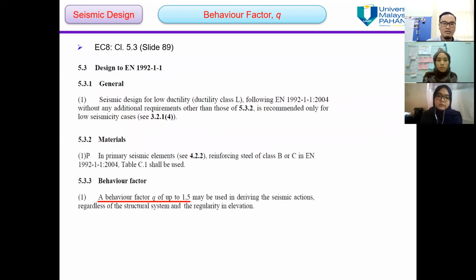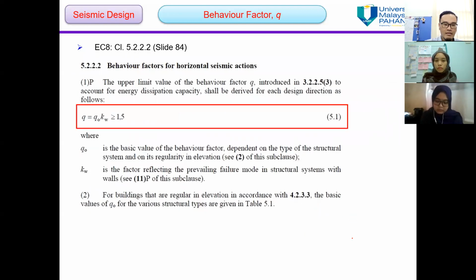According to Eurocode 8, clause 5.3, for ductility class low, the behavior factor up to 1.5 may be used in deriving the seismic action. So for DCL, the behavior factor is equal to 1.5 only. And how about the ductility class medium and high? We refer to this clause of Eurocode 8, and based on these equations, the behavior factor is equal to the basic value of behavior factor times kW, which is the factor reflecting the prevailing failure mode in structural systems with walls. But it must be greater than or equal to 1.5.